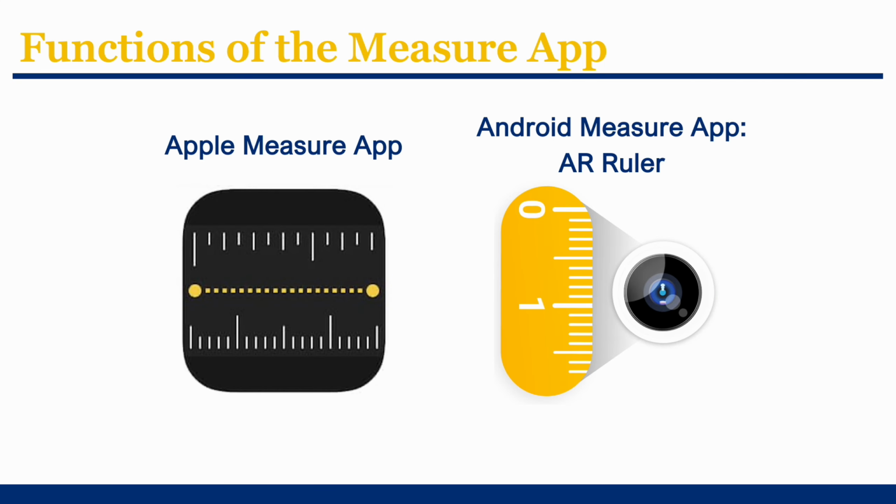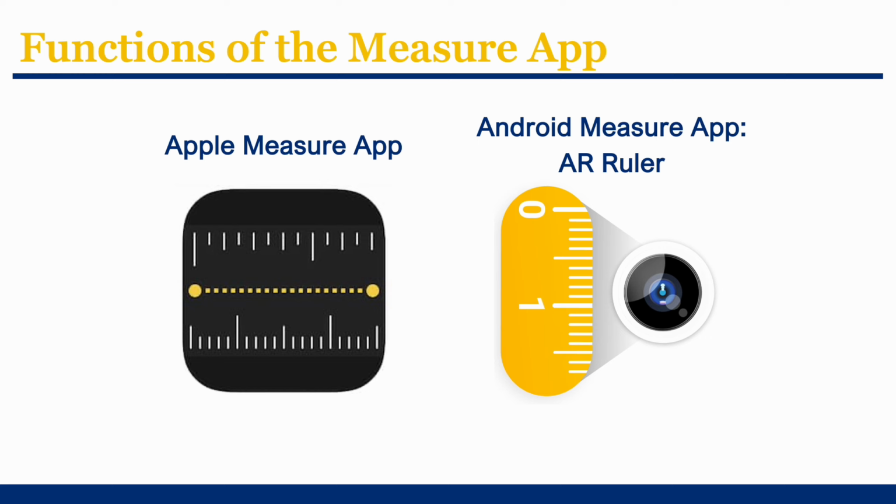The Measure app is pre-installed on the iPhone, while Android users can download the AR Ruler app on the Google Play Store. Both apps use augmented reality, or AR, to measure objects and spaces using your device's camera. With the measuring apps, you can easily measure the dimensions of a room, the height of a wall, or the length of a piece of furniture. The app provides measurements in both metric and imperial units, making it versatile for various needs.